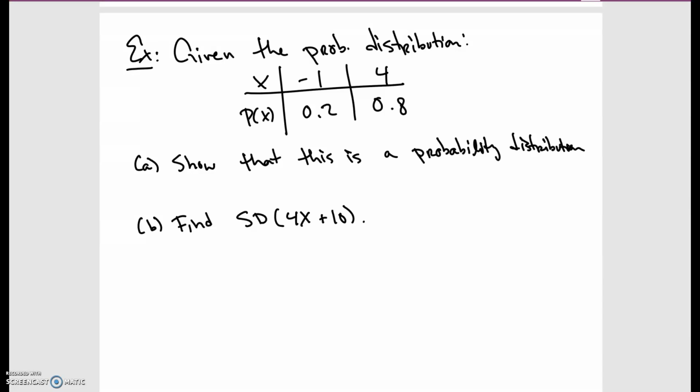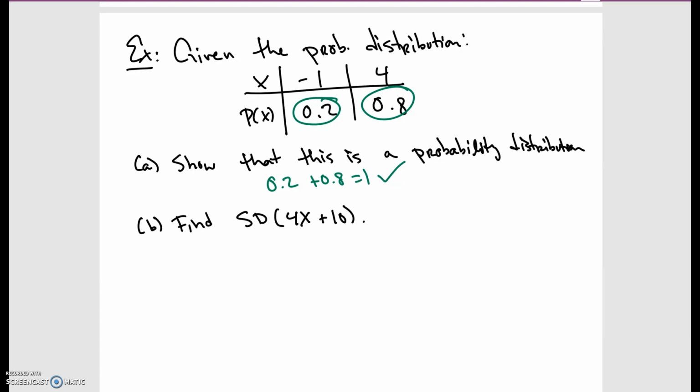Let's do this problem. Given the probability distribution, part A: show that this is a probability distribution. This one's actually very simple. All you've got to do is make sure that the probabilities add up to 1. So we know that for sure 0.2 plus 0.8 is equal to 1. Therefore, it is a probability distribution.